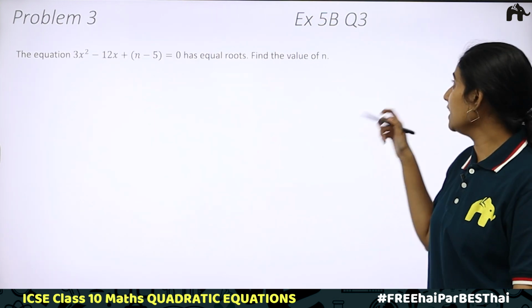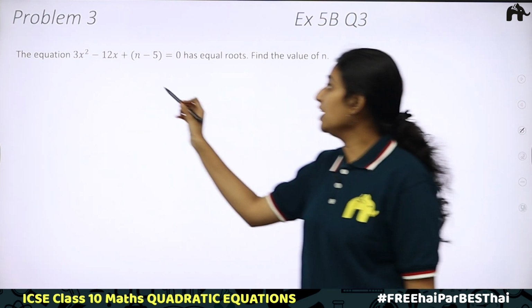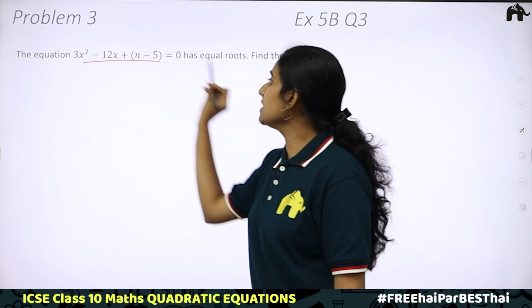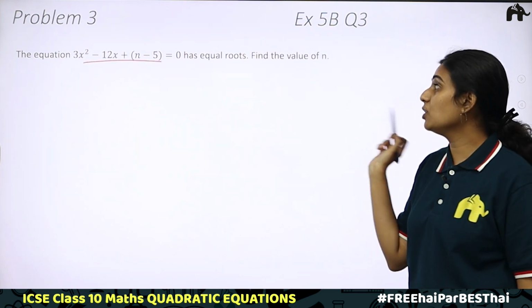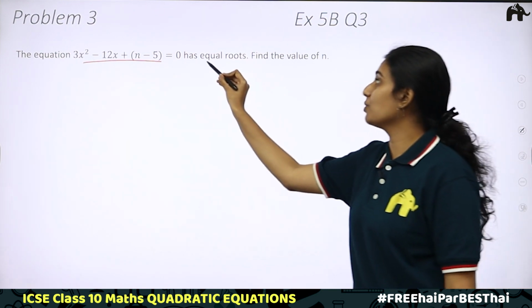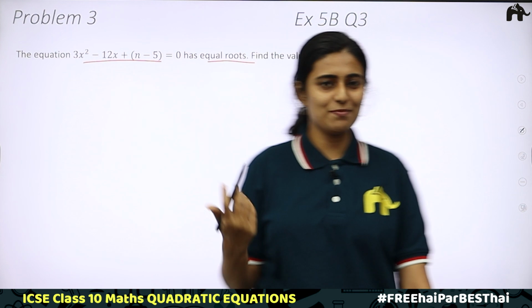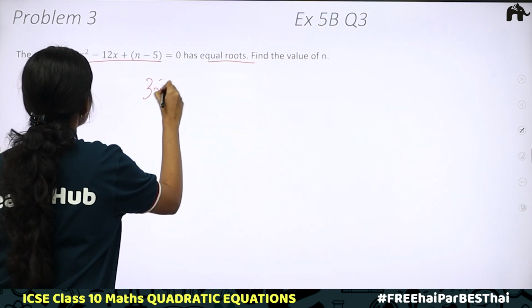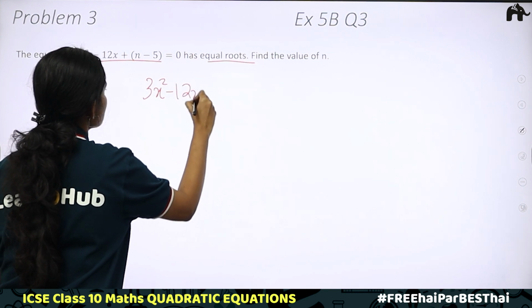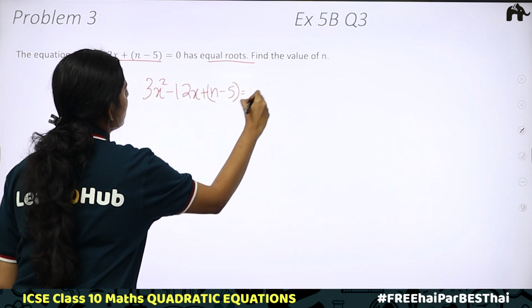Problem number 3, question 3 of exercise 5B. The equation 3x square minus 12x plus n minus 5 is equal to 0 has equal roots. Find the value of n. Similar questions we have done before. Okay. 3x square minus 12x plus n minus 5 is equal to 0.